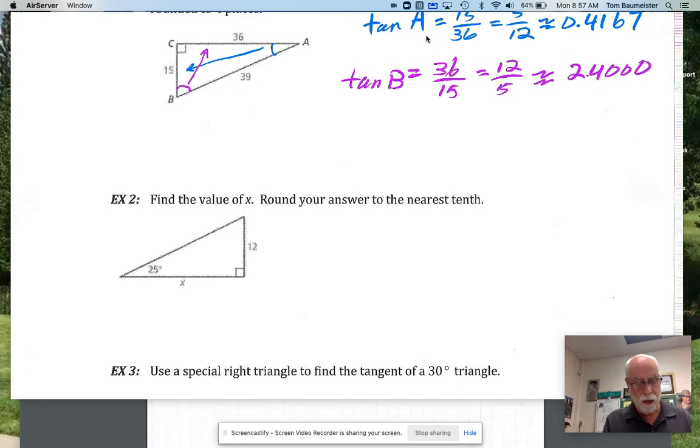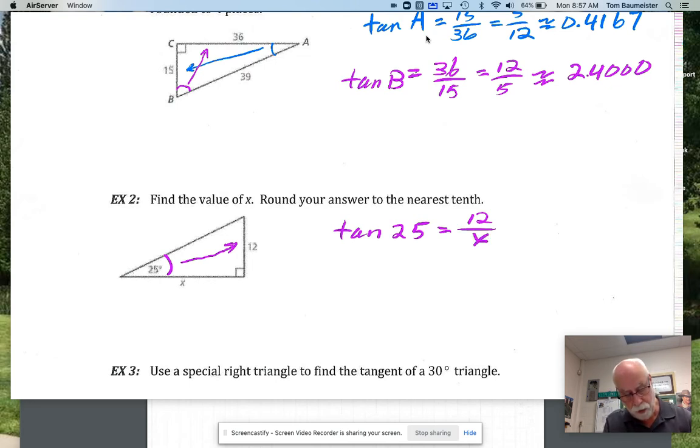Example 2, find the value of X, round your answer to the nearest tenth. So again, it might have a degree already set for us, and we'll have to solve for something else. So we're going to look there. That's our angle that we need, because we have this side and we have the adjacent. Those are the only two things that are marked. So what can we say here? We can say that the tangent of, in this case, it's 25 degrees. We already know what it is, all right? And then that is going to equal 12 over X.